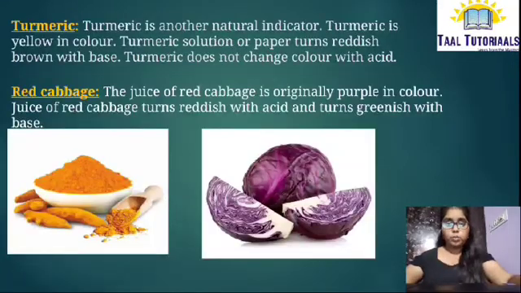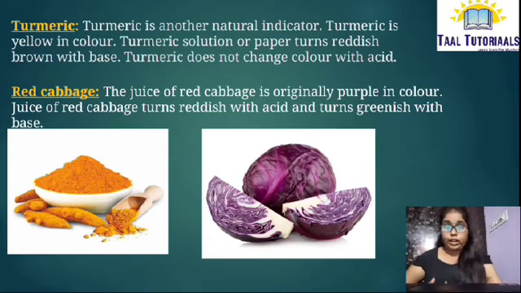Okay. Now, turmeric. Turmeric is another natural indicator. Turmeric is yellow in color. Turmeric solution or paper turns reddish brown with a base. Turmeric reacts with a base and turns reddish brown. Turmeric does not change color with an acid. If the substance is an acid, there will be no color change. If the substance is a base, there is a color change to reddish brown.